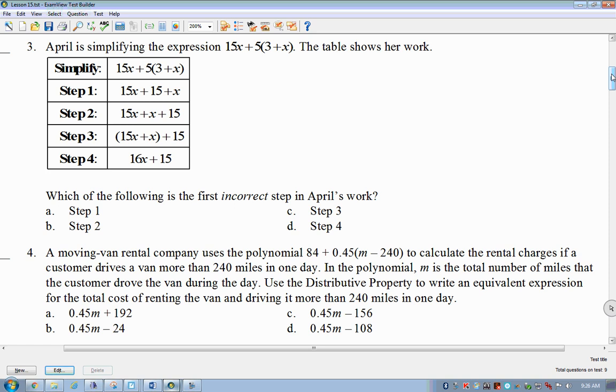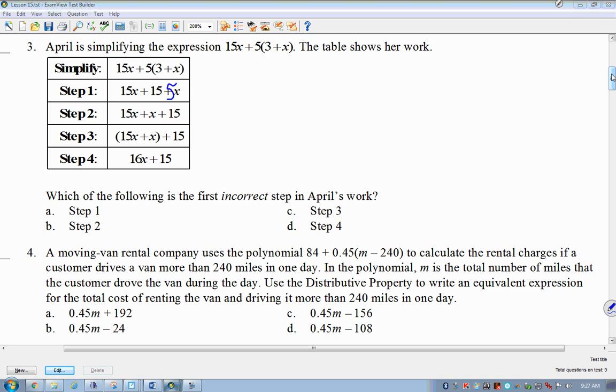April is simplifying the expression 15x plus 5 times the sum of 3 plus x. The table shows her work. All right. In the first place, we see our first step here. She just copied down the question, right? Okay. What did she do in this next step? Does anybody know? In step 1, she multiplied 5 times 3. Right, this should be a 5x, right?